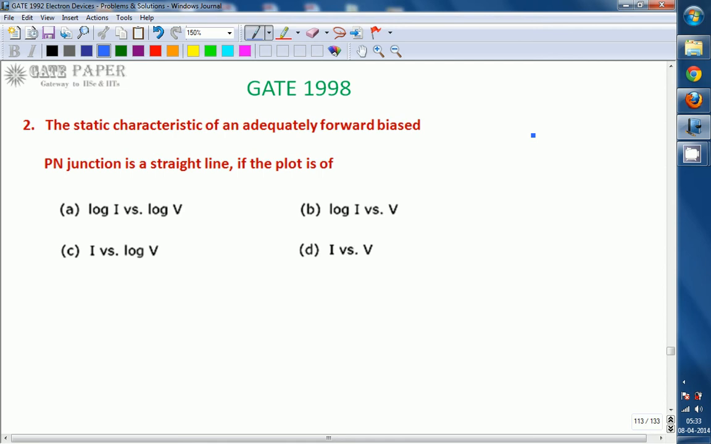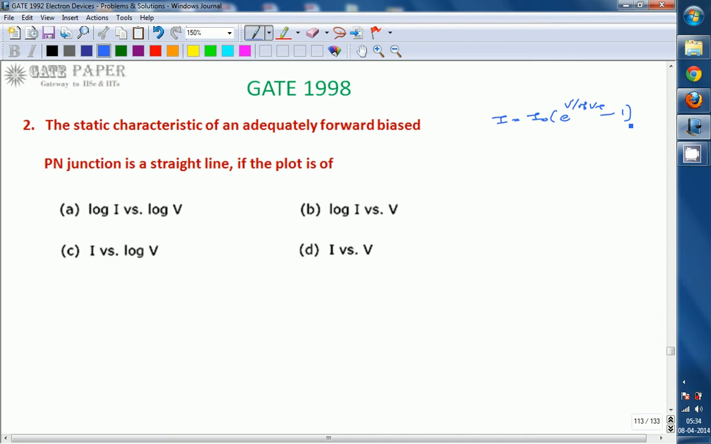We know that for a PN junction, the voltage and current relationship is I = I naught (e power V by eta Vt minus 1). I is the current flowing through the diode whenever it is forward biased, and I naught is the reverse saturation current, which is flowing from N to P. V is the applied voltage across the diode terminals. It is not the applied source voltage, it is the voltage across the diode terminals.